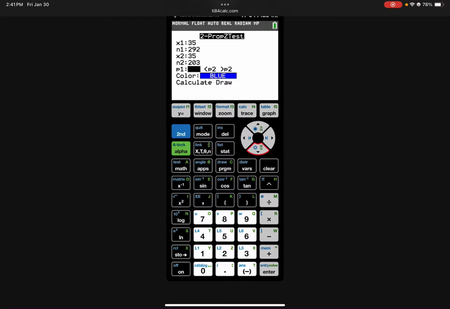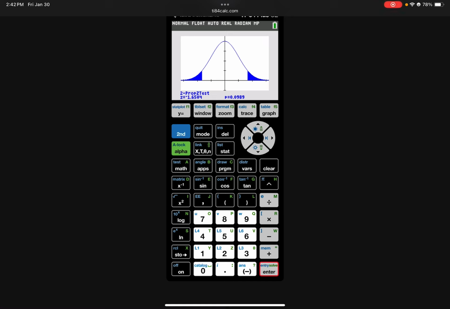We want to make sure that we have chosen the correct type of test. In this case, this is a two-tailed test, so we want to make sure we have it set to not equal to P2, so that's good. And then at that point, again, you can go down to either calculate or draw. All we really need from this is the test statistic and the p-value. Those are the 2 things that we're most interested in finding. I'm going to go ahead and click draw just because I like to see what that p-value represents here.